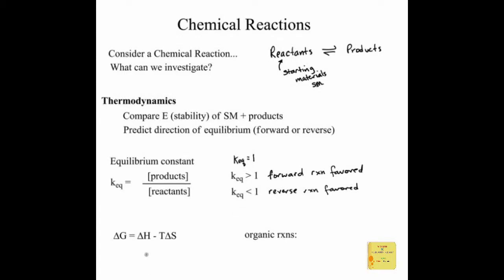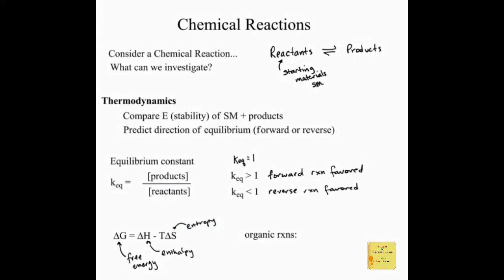Another equation that's going to be important to us in thermodynamics is the following. Delta G equals delta H minus T delta S. And here delta G is our Gibbs free energy. This describes the spontaneity of a reaction. The delta H is our change in enthalpy, or the heat of reaction. And the delta S is our change in entropy.